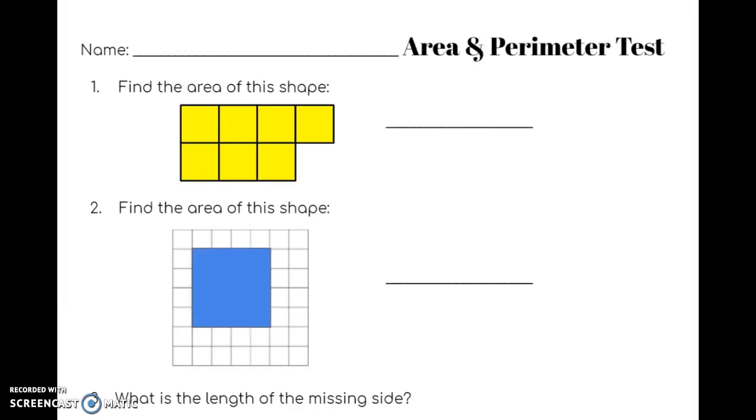This is your area and perimeter test for this week. We're going to find the area and then we'll find perimeters of these shapes. Make sure you write your name at the top. Number 1 says find the area of this shape. Once you've counted and found the area, write your answer right here on the line.